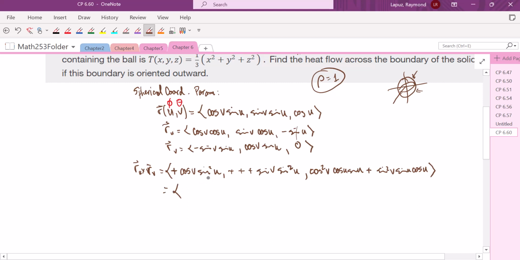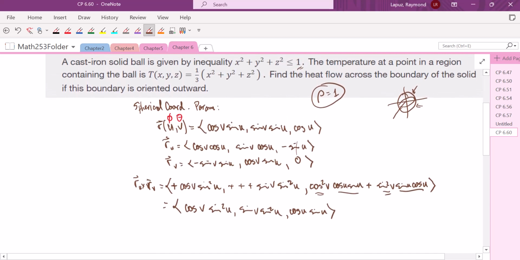So here, well, nothing to simplify here: cosine v sine squared u, sine v sine squared u, and here we have cosine squared and sine squared after you factor out cosine u sine u. All right, so this is our cross product.